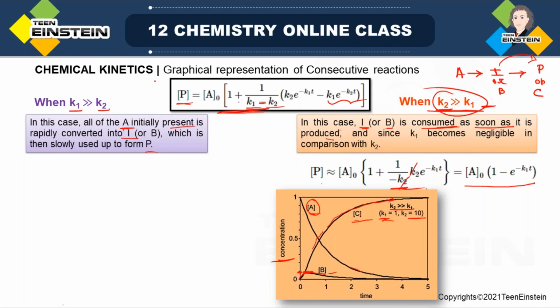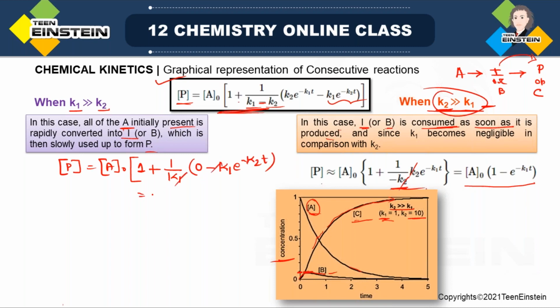So again, we will take the same equation. In the previous case, we ignored K1, but now we will ignore K2. So the equation will reduce to, if we ignore K2, now it will be 1 by K1, and inside it will be 0 minus K1 e to the power minus K2 t.